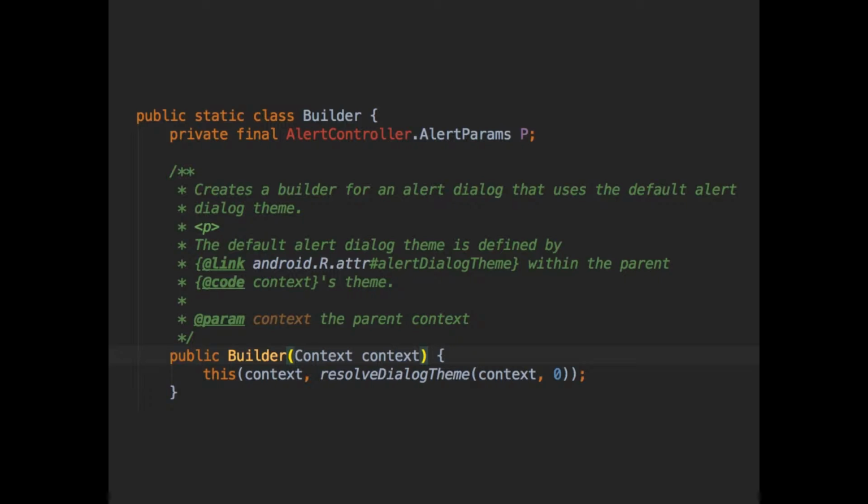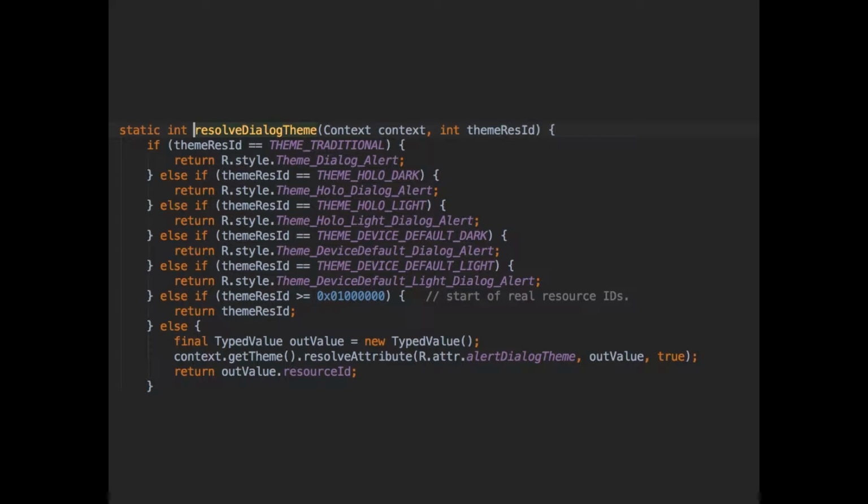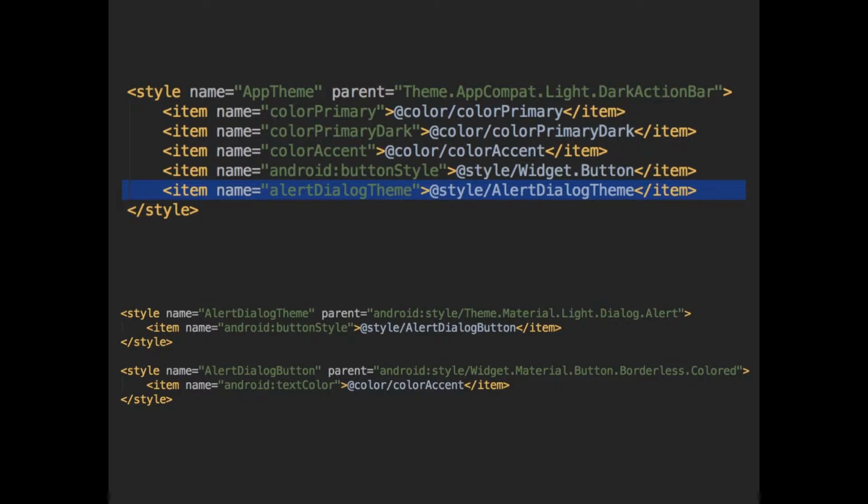You just pass the context, and there's a private method called resolveDialogTheme. Opening that, I found out that since you pass in 0, which is not a non-zero value, you go to the else clause, and here you can see that it uses the alert dialog theme, not the app theme. That's how I found out that I just need to use the alert dialog theme, then override the button style and change the text color. And now everything works on every Android platform version.